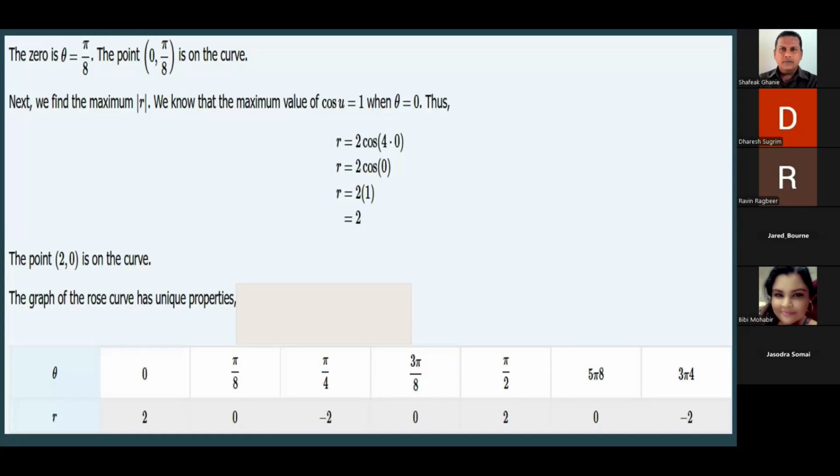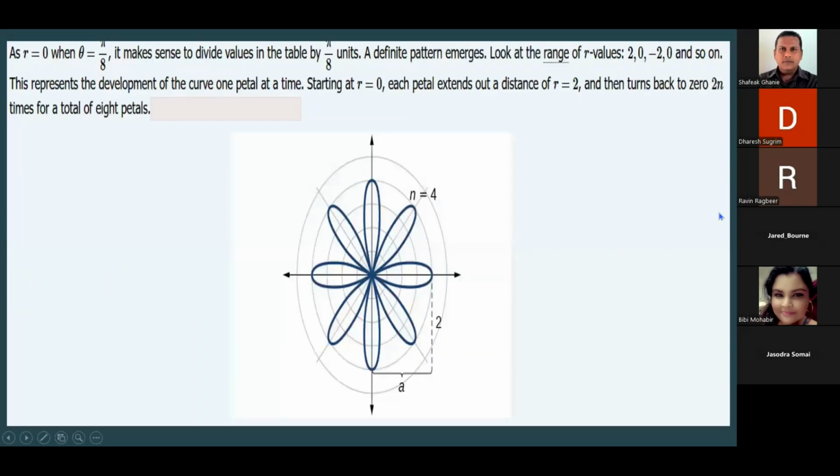When you see it on the graph itself, it will be a little bit more clear. We have a graph. So you can see on the graph here that r is equal to 0 when theta is equal to pi over 8. It makes sense to divide the values in the table by pi over 8 units. A definite pattern emerges. Look at the range of r values in the table: 2, 0, negative 2, 0, and so on. This represents the development of the curve one petal at a time.